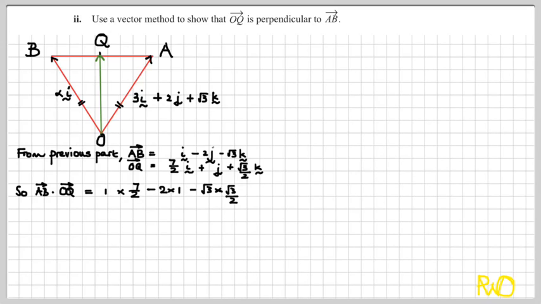I hope we get 0. I think we're going to get 0. Here it comes. Yes, that looks suspiciously like a 0 to me. That's 3.5 minus 3.5, and it comes to 0.